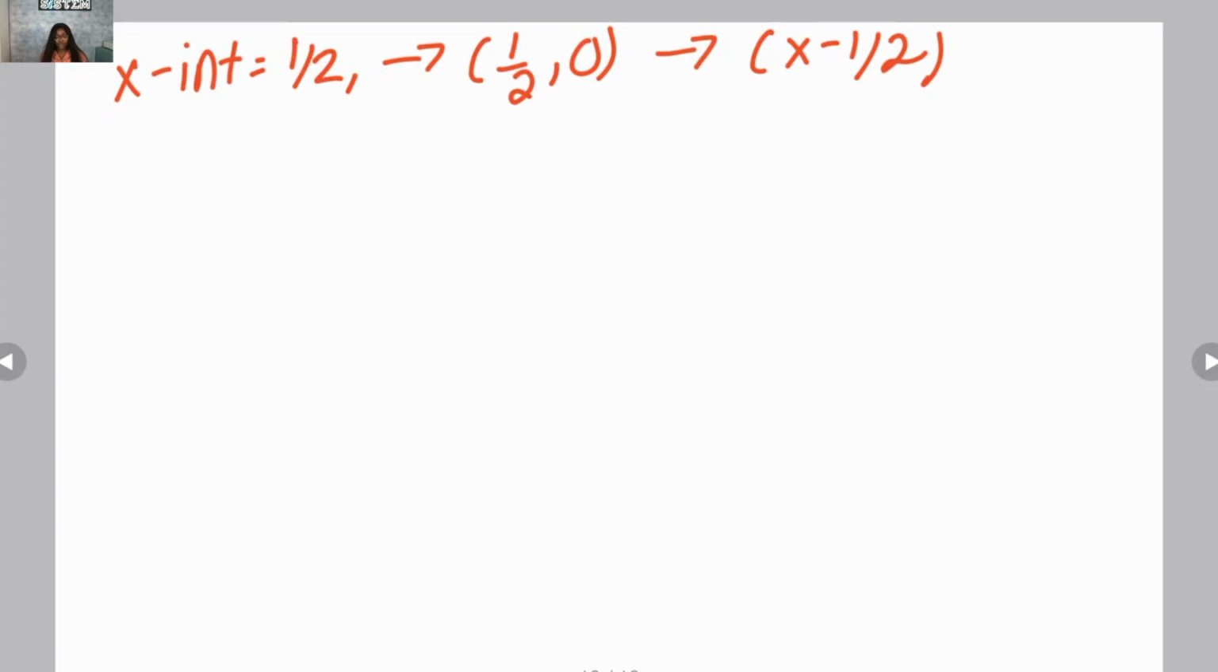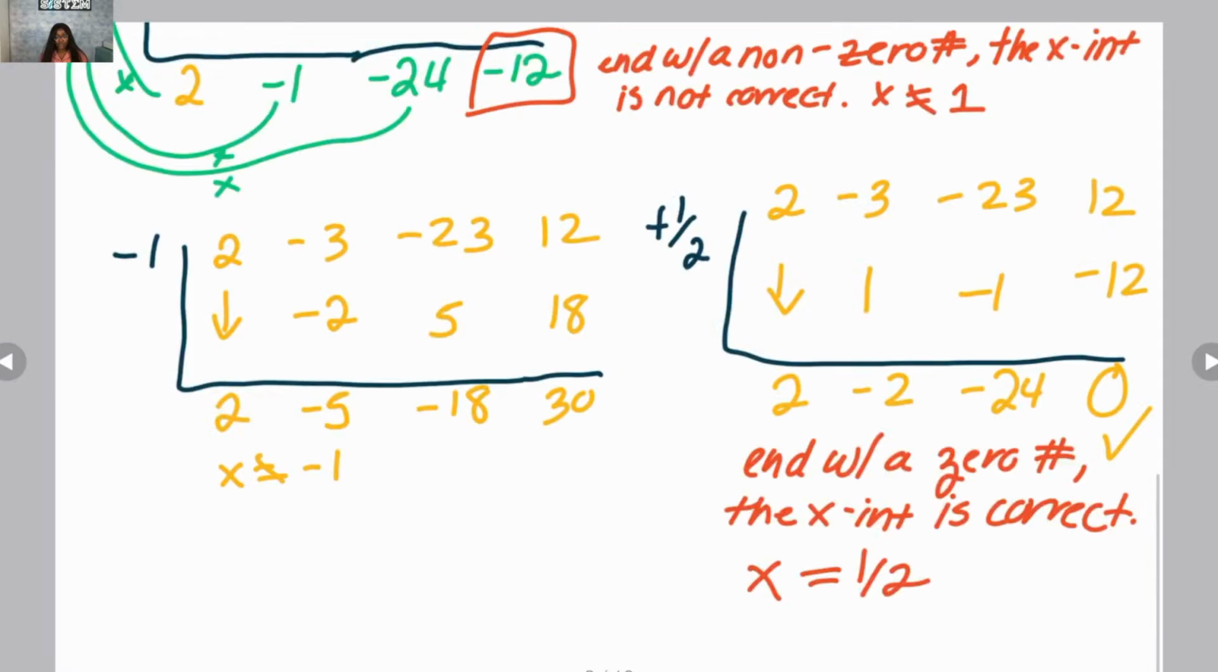Okay, so this is technically what we're saying. We have an x-intercept of 1/2. We can also write it as 1/2 comma 0. We can also write it as x minus 1/2, right? So when we do this, we can actually use long division again to figure out what we have left. So if we have x as 1/2, we need to figure out what it was divided by. And so we know that from here.